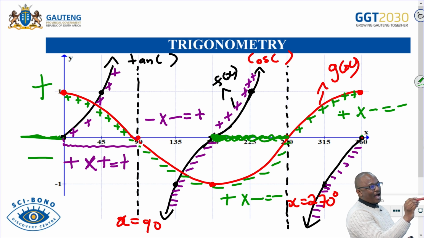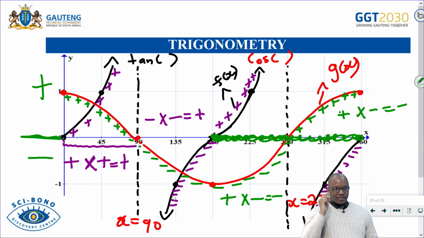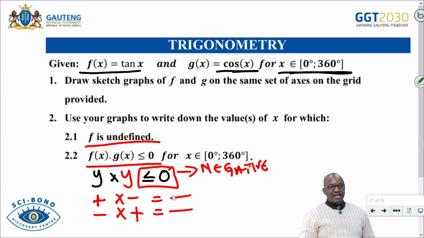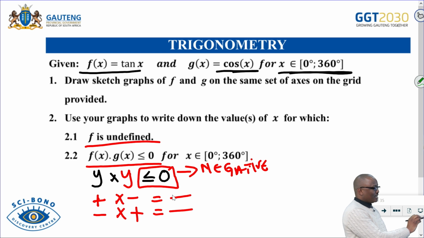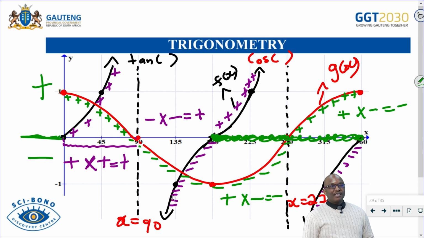So we can conclude that from 180 up until 270, that's where the x values are less than 0 when you're saying f of x multiplied by g of x is less than 0. So we get that between the interval of 180 to 360.